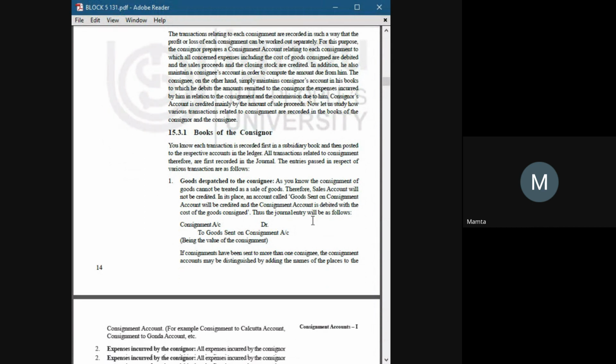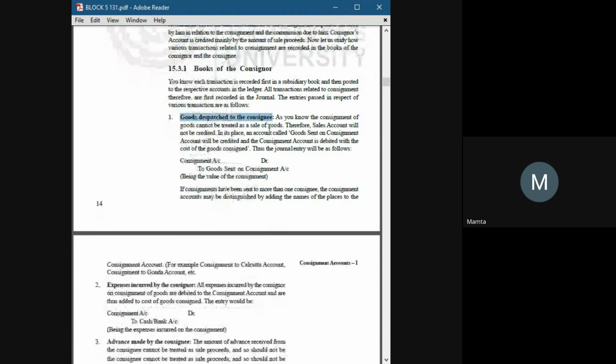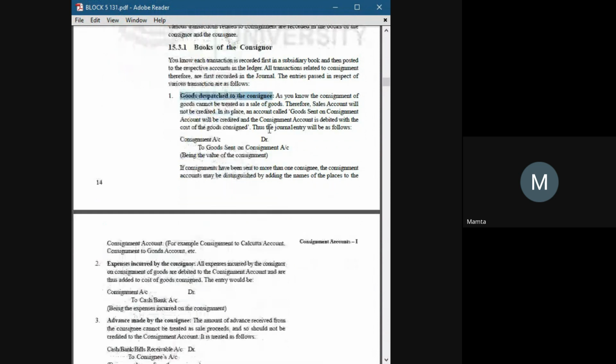The first entry is for the goods dispatched to the consignee. When a consigner dispatches the goods to the consignee, the consigner will pass a journal entry in their books of account: consignment account debit, because consignment is taking place here, to goods sent on consignment account.